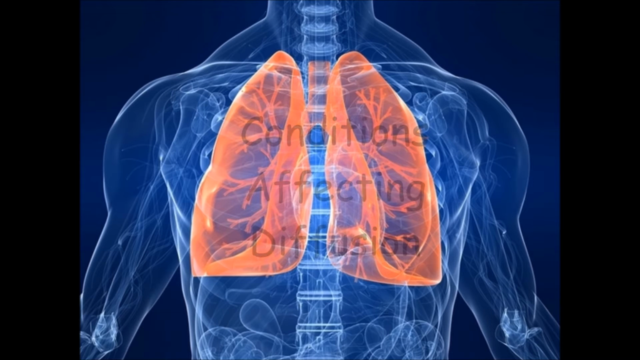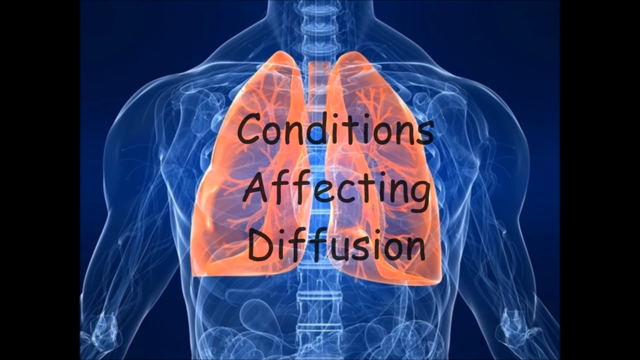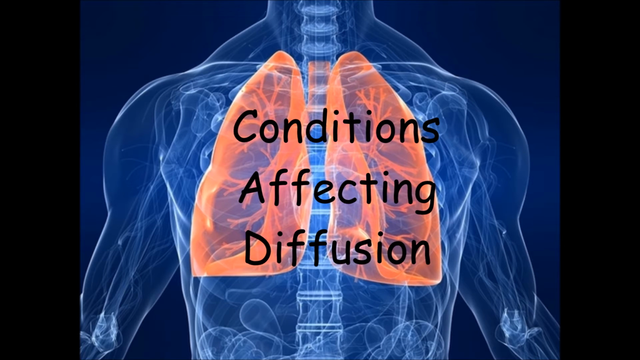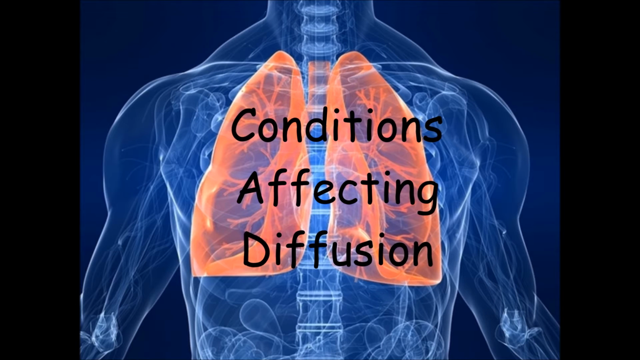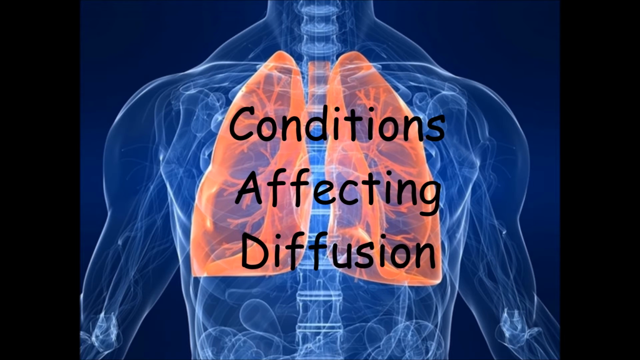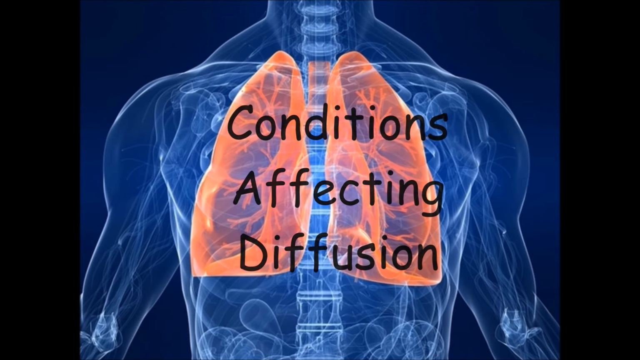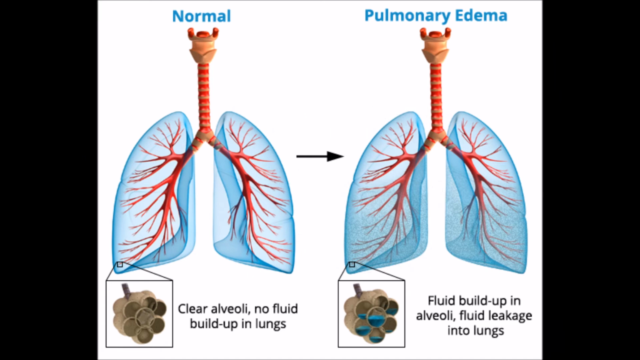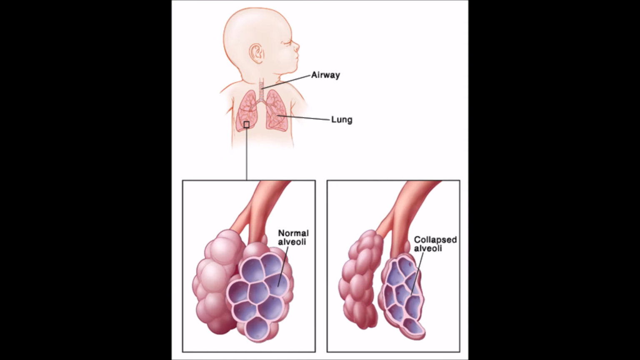Moving along to conditions affecting diffusion. Impaired diffusion may affect levels of gases in the blood, particularly oxygen, which does not diffuse as readily as carbon dioxide. Hypoxemia, reduced oxygen level in the blood, may be caused by conditions that impair diffusion at the alveolar capillary level, such as pulmonary edema or atelectasis, or be due to low hemoglobin levels.